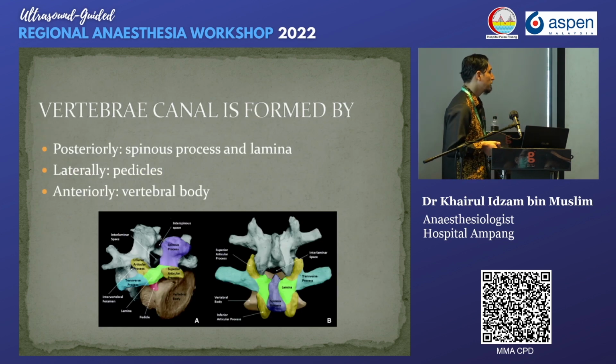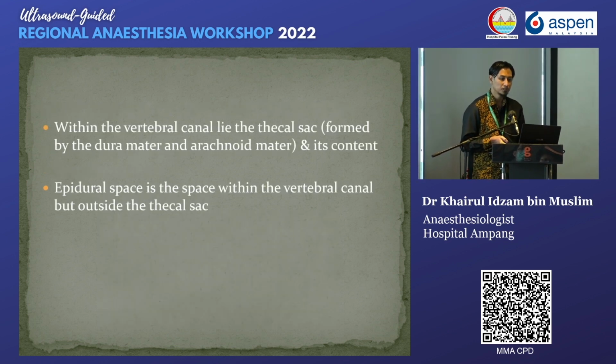So the vertebral canal is formed posteriorly by the spinous process and lamina, laterally by the pedicle, and anteriorly by the vertebral body. Within the vertebral canal lie the thecal sac, which is formed by the dura mater and arachnoid mater, and its content. Epidural space is the space within the vertebral canal but outside the thecal sac.